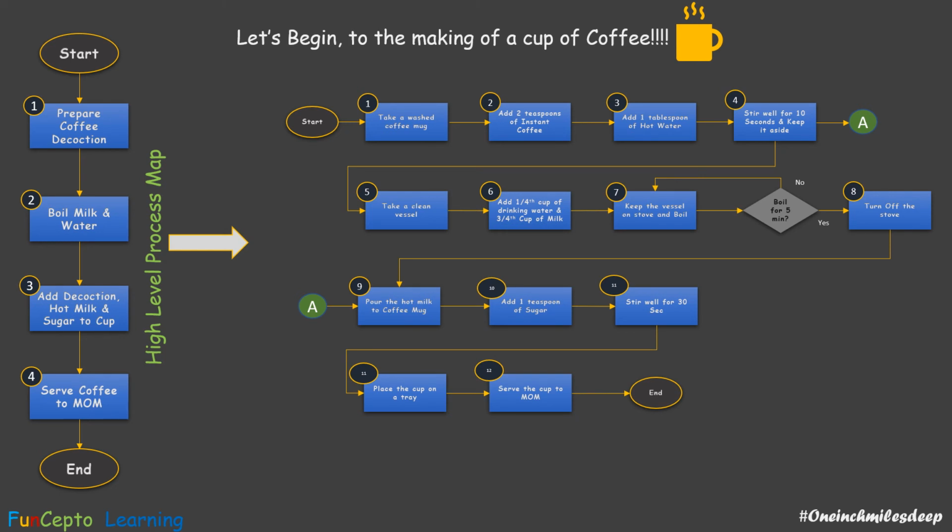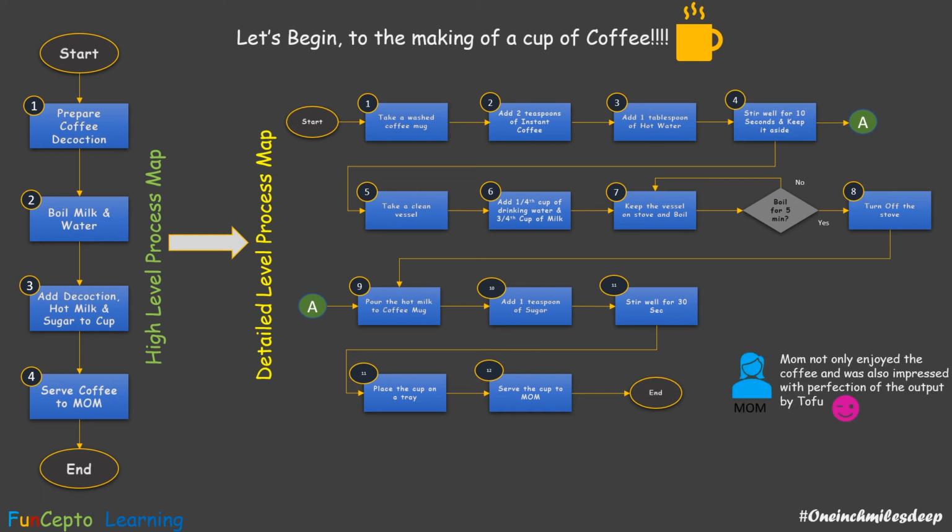Now, you always need to keep in mind, right? Always develop a high level process map. That's your first step. Don't exceed more than 4 to 5. Always develop detailed process steps from the high level process map.